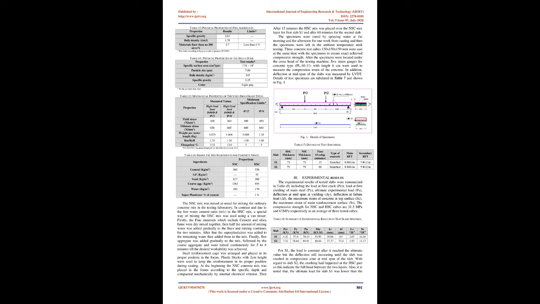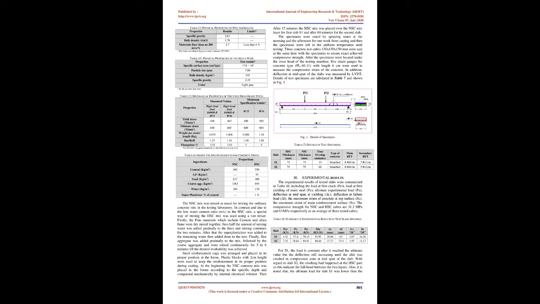Firstly, the fine materials, which include cement and silica fume, were dry mixed together, then half the amount of mixing water was added gradually to the fines and mixing continued for 2 minutes. After that, the superplasticizer was added to the remaining water, and then added to the mix. Finally, fine aggregate was added gradually to the mix, followed by the coarse aggregate, and were mixed continuously for 5 to 6 minutes till the desired workability was achieved.